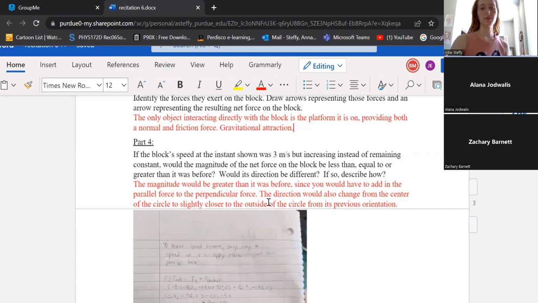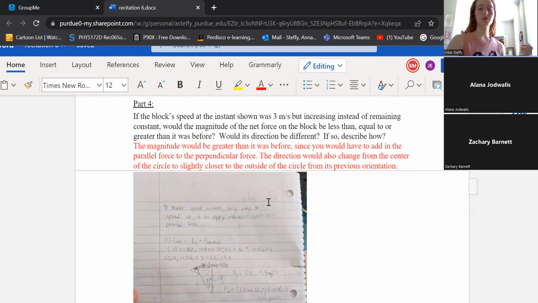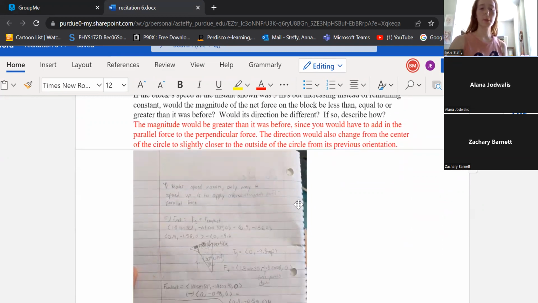If the block speed at the instant shown was 3 meters per second, but increasing instead of remaining constant, would the magnitude of the net force on the block be less than, equal to, or greater than it was before? Would its direction be different? If so, describe how.